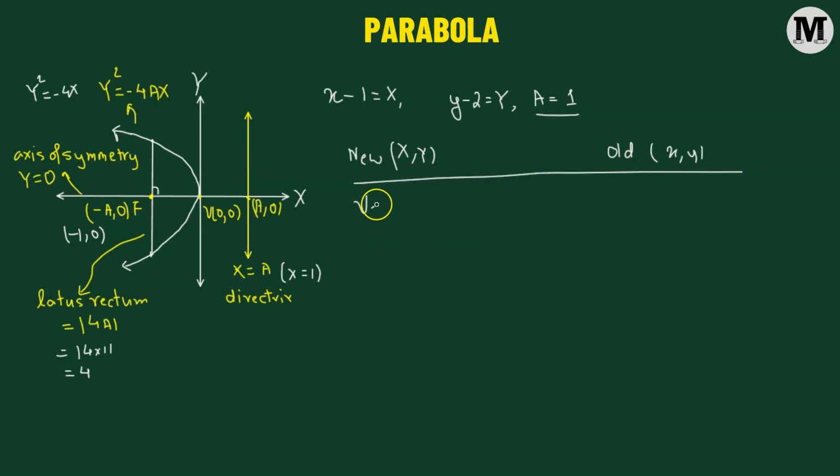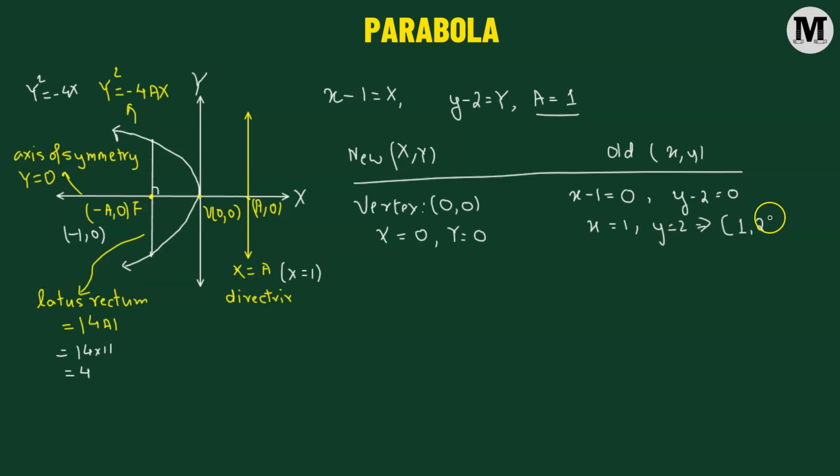We'll start with the vertex. Now the coordinates of the vertex of the parabola with respect to the new system are 0, 0. So that means X equals 0 and Y equals 0. But we have to replace the value of X with x minus 1. So x minus 1 will be equal to 0, and in place of Y equals 0, we will use y minus 2 equals 0. So solving for x and y, we get x equals 1 and y equals 2, meaning the coordinates will be 1, 2. This is going to be the coordinates of the vertex of the parabola with respect to the old coordinate system.